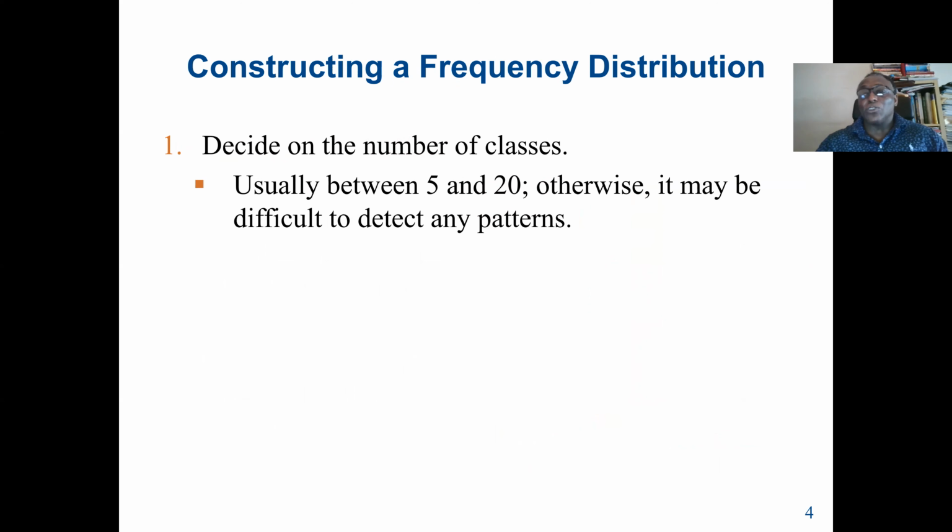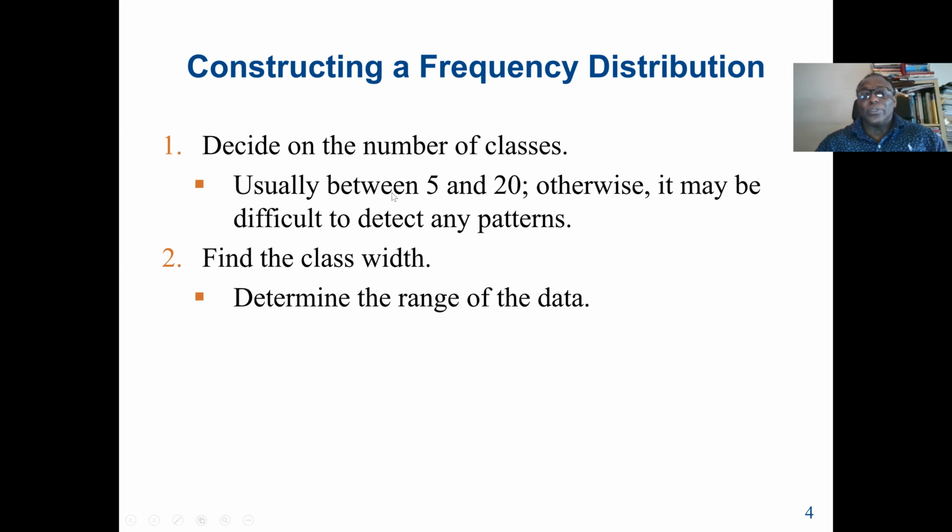The number of classes can be somewhere between 5 to 20, but again, when the question is given to us, the number of classes will be given to us. Or if the number of classes is not given, then we should just make our own assumption. Okay, I need 5 classes, 6 classes, 7, that should be enough. But most of the time it should be given to us. Usually between 5 to 20, otherwise it may be difficult to detect any patterns. By default, somewhere 5, 6, 7 is enough. Again, it will be based on the number of data you have or the values range.